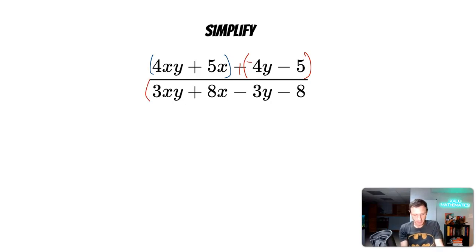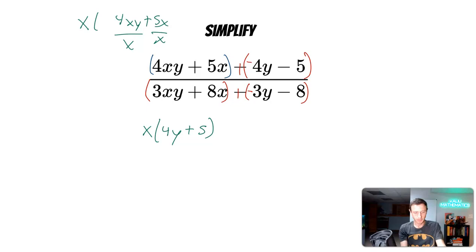And then I'll group the bottom and do the same thing. I'm going to put this as plus and then change that to negative. So let's check it out. From the top, I could factor out an x, and then I'm going to be left with 4y plus 5, because when I factor out the x from that one, I'm dividing everything by x there, so that's going to be x times 4y plus 5. Second set of parentheses, negative 4y minus 5.